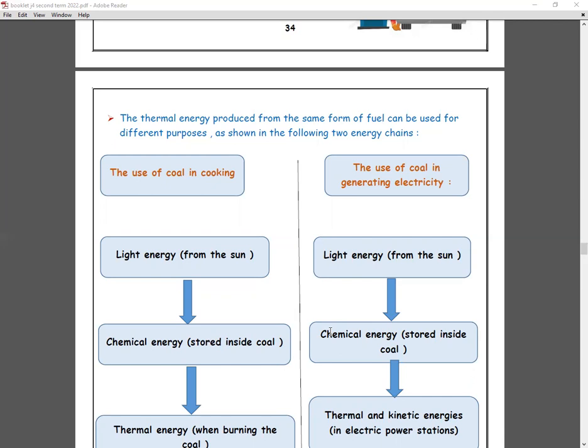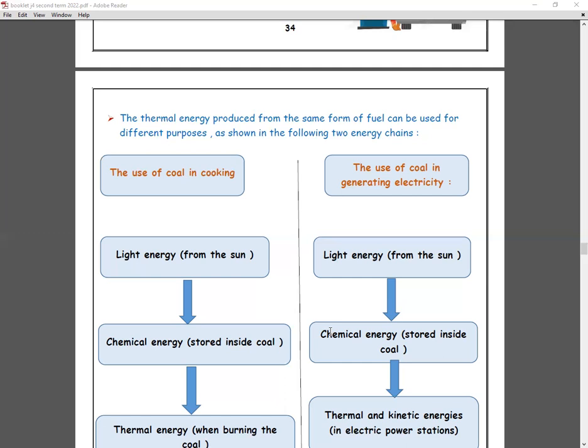It can help the green plants to prepare their own food. So now let's start with light energy from the sun. Light energy is converted into chemical energy. Why? Because after the green plants start to prepare their own food by themselves, they convert light energy from the sun into chemical energy stored inside them.